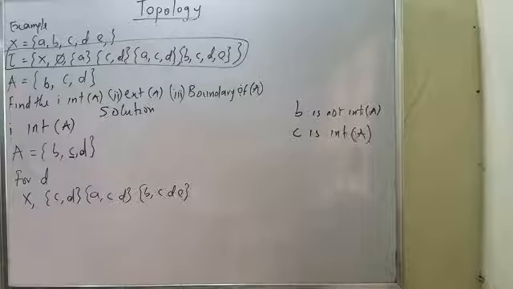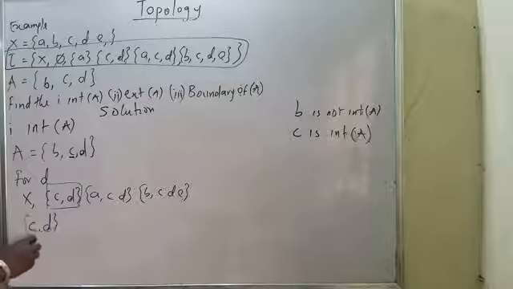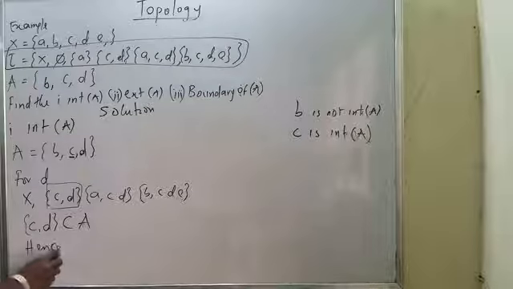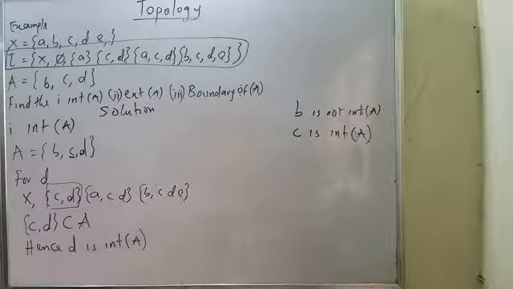Now, look at the first one. I have to take the list of them. Among this list is CD. CD is in A. Yes. If CD is in A, it means hence D is the interior of A. That is all about that.